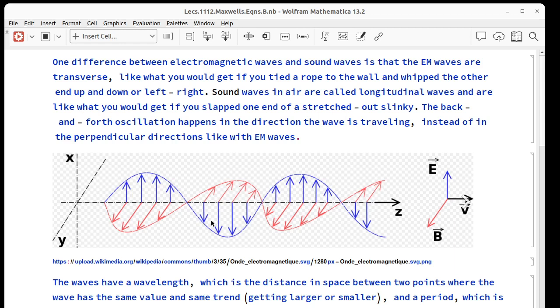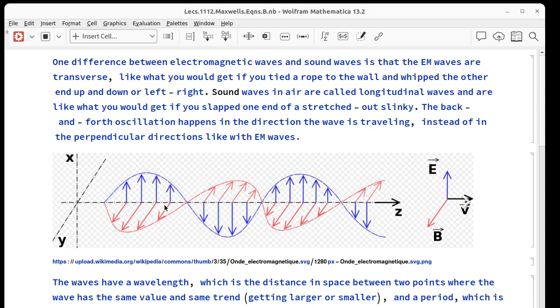Sound waves, on the other hand, are longitudinal waves, and they oscillate in the direction they're going, kind of like if you slapped one end of a slinky. For the sound waves, the back and forth oscillation happens in the direction the wave is traveling, but it's in perpendicular directions with electromagnetic waves. So here we've got a wave traveling in the z direction, E field and B field oscillating again in directions perpendicular to each other. These waves have a wavelength, which here would be this.